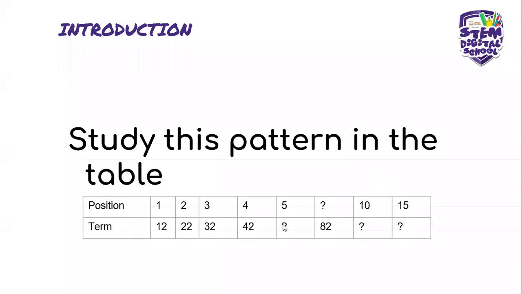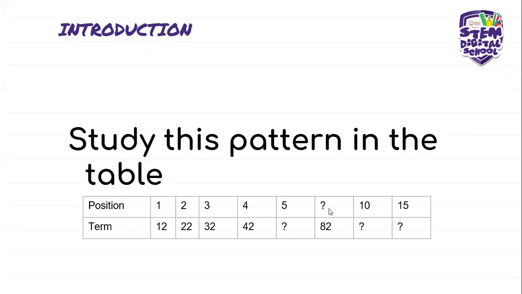But now it will be easier if you find the next term. I think that if I were to ask you what will be the term here, the term that is corresponding with position 5, what is that term? What will be the number? 52. 52, exactly. So it will be 52 because it's position 5. So you are adding 10 to 42 to get 52.